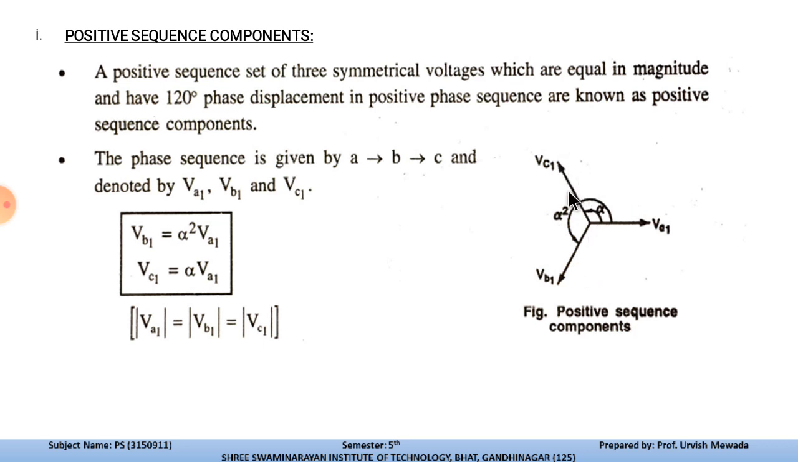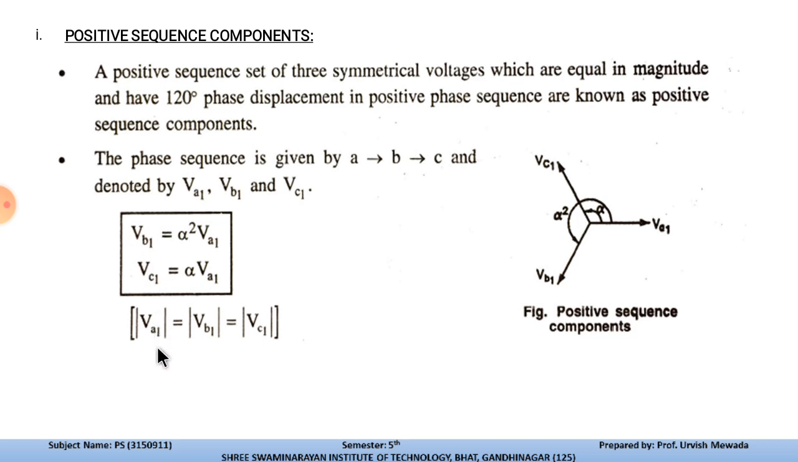Whenever we are solving such kind of components, or say positive sequence components, due to this phase sequence, they are known as the positive sequence component, and this phase sequence is given by A, B, C, and it is denoted by VA1, VB1, and VC1. So VB1 will be alpha square into VA1, and VC1 will become alpha into VA1. When we multiply it with the operator, that gives the value of the next consequent phasor.